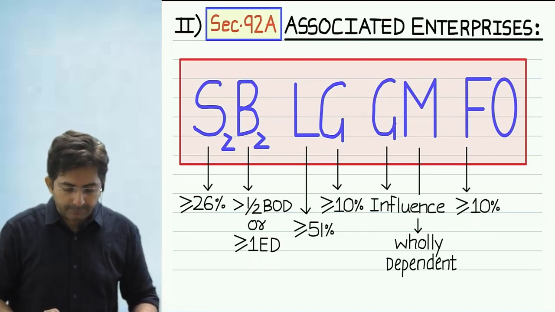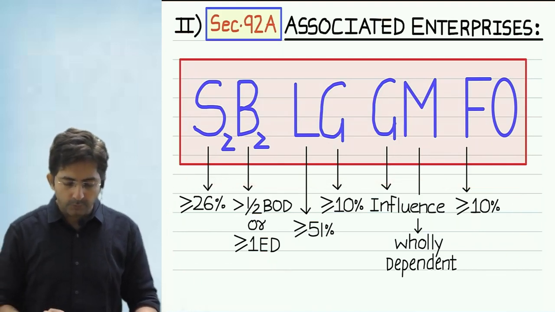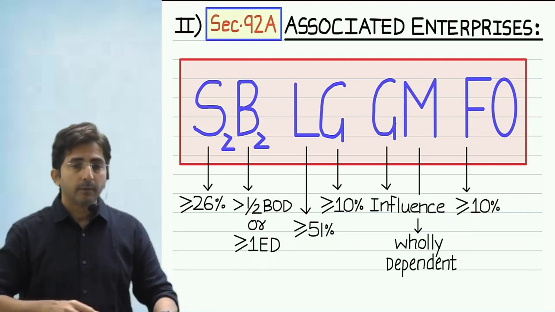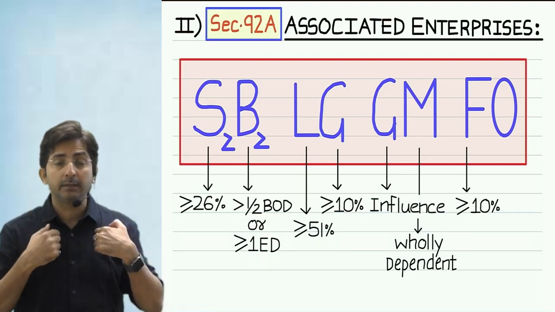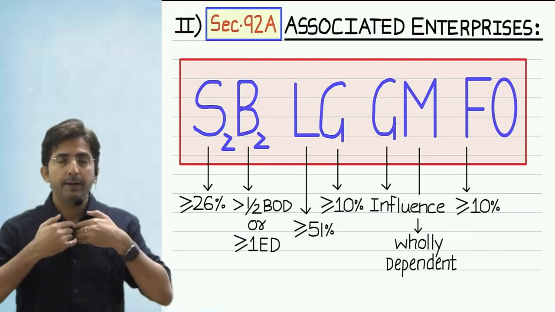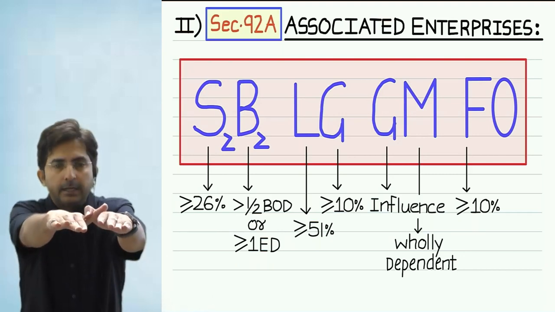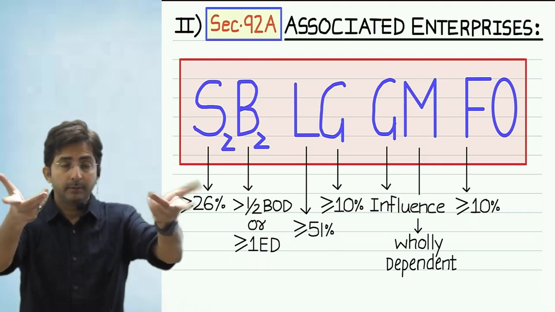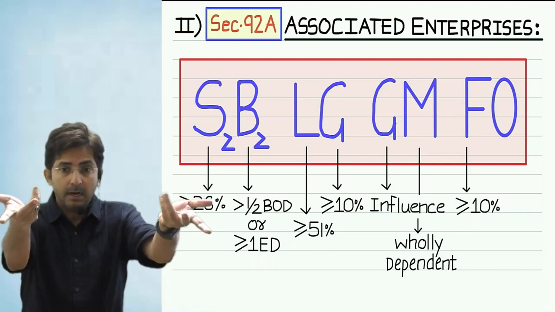So this was associated enterprise. So tell me once again, one by one. Everywhere you have to remember this thing. So tell me this properly. What was the first point? Understand with action, it will be a better way to remember. One enterprise holds at least 26% shares in another enterprise. Then at least 26% shares of two enterprises are held by the same person.